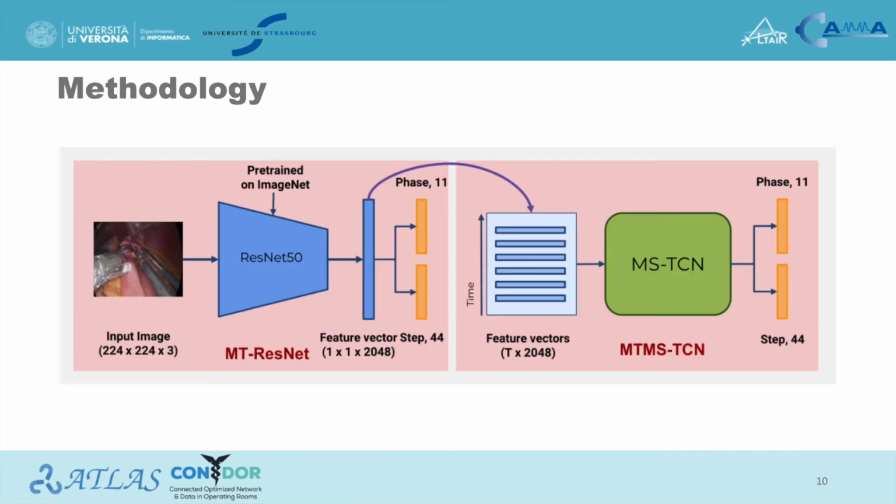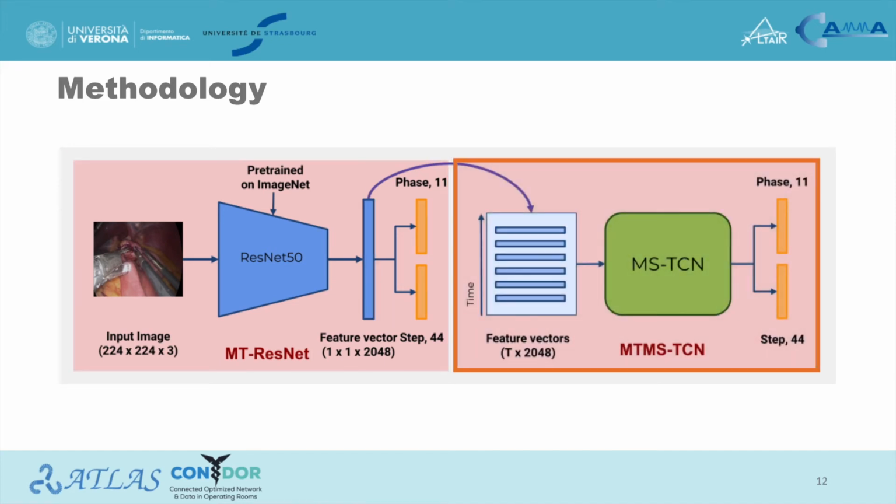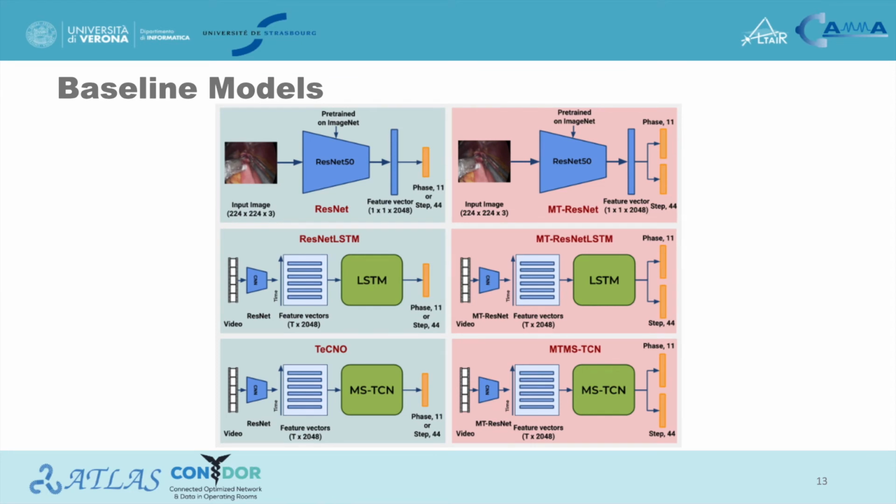We propose an online activity recognition pipeline consisting of two steps. First, we train a feature extraction backend consisting of ResNet50 to recognize both phase and step. Next, we stack the features from the backend along time and train a multi-stage temporal convolution network to recognize jointly both phase and step. To effectively evaluate our method, we compare our method to various baseline models.